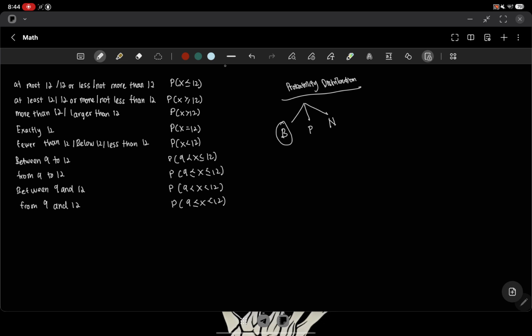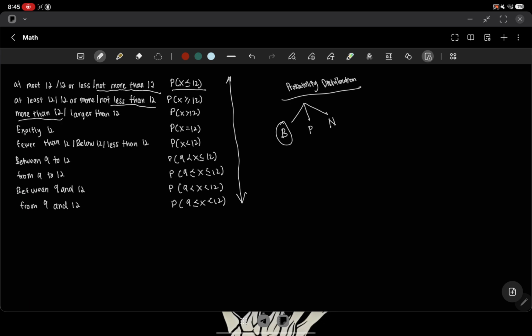So these are the wordings that need to be familiarized with. If it's at most 12, or less, or not more than 12, it should be below 12 or equivalent to 12. If it's not more than 13, it will be 13. You need to be familiar with the wording and the symbol itself. At least 12 or more, not less than 12, is equivalent to 12 or more than 12. So larger than 12 is not equivalent to 12.